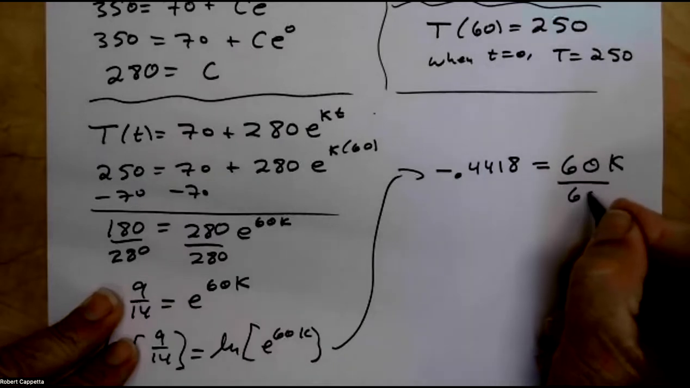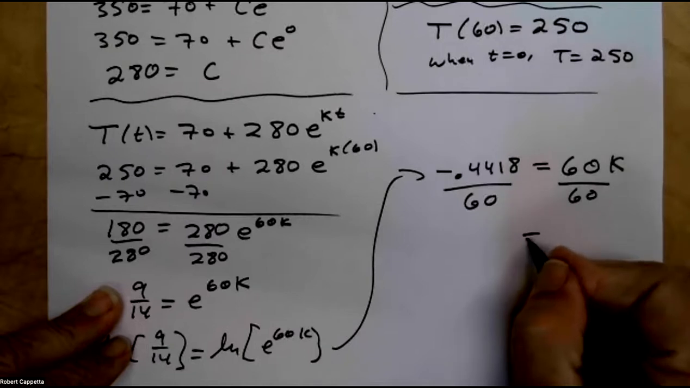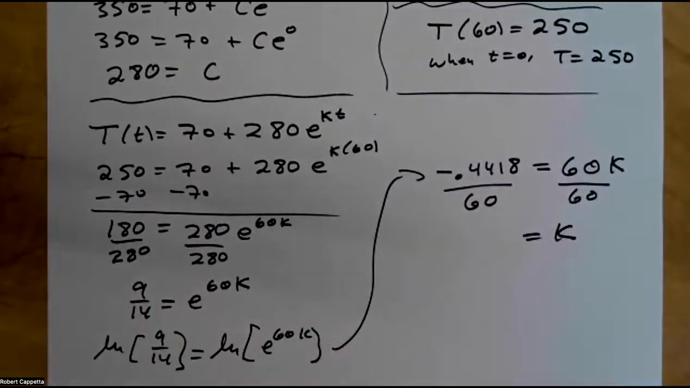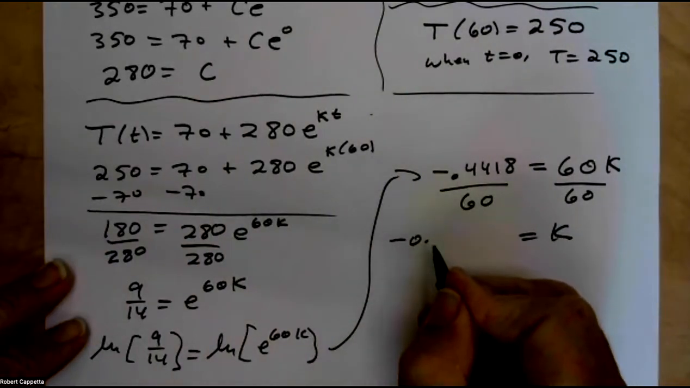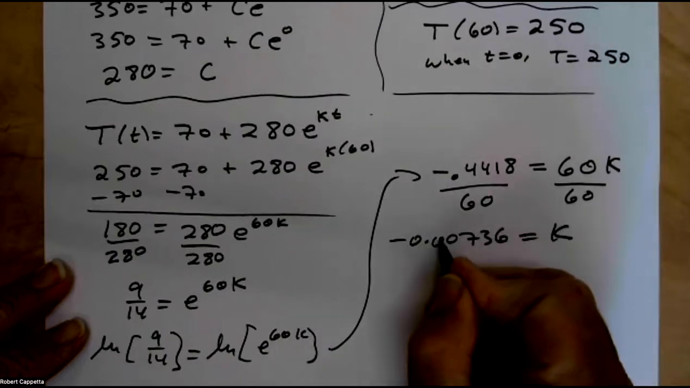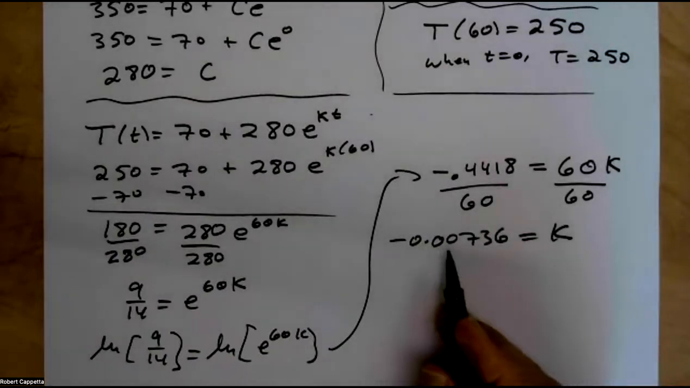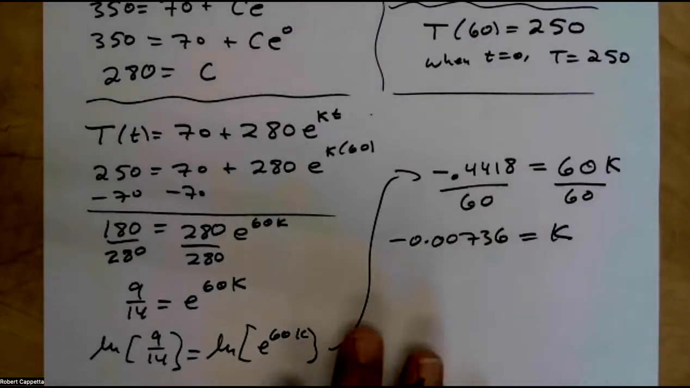So if I divide by 60, take that negative 0.4418, divide by 60, that's what K is really going to be. Negative 0.4418 divided by 60 is now negative 0.00736. Make sure you keep enough significant digits. 0.007 is not going to be good enough. That is my actual K value. That's what I'm going to store into K. And once I have that, now I have my entire function.